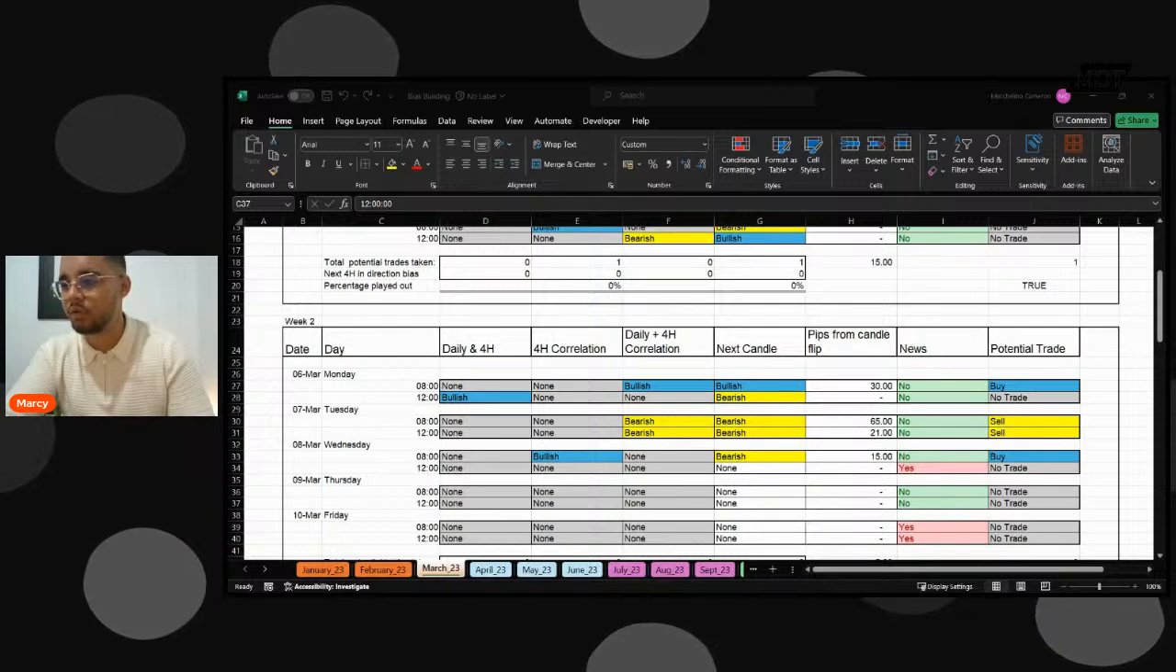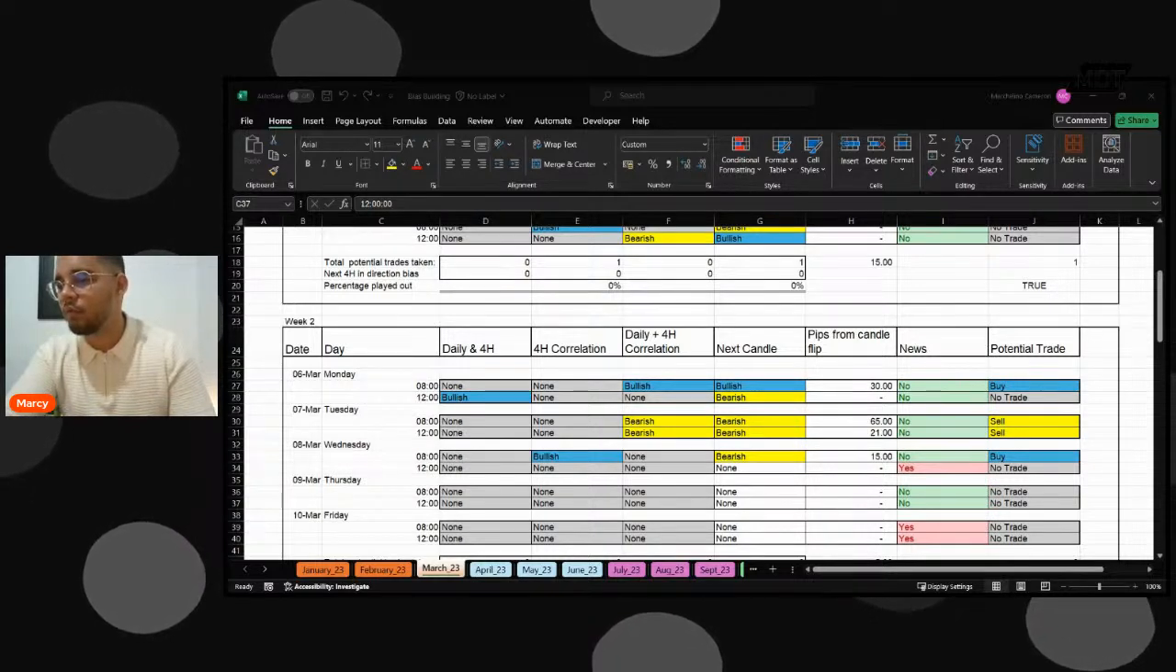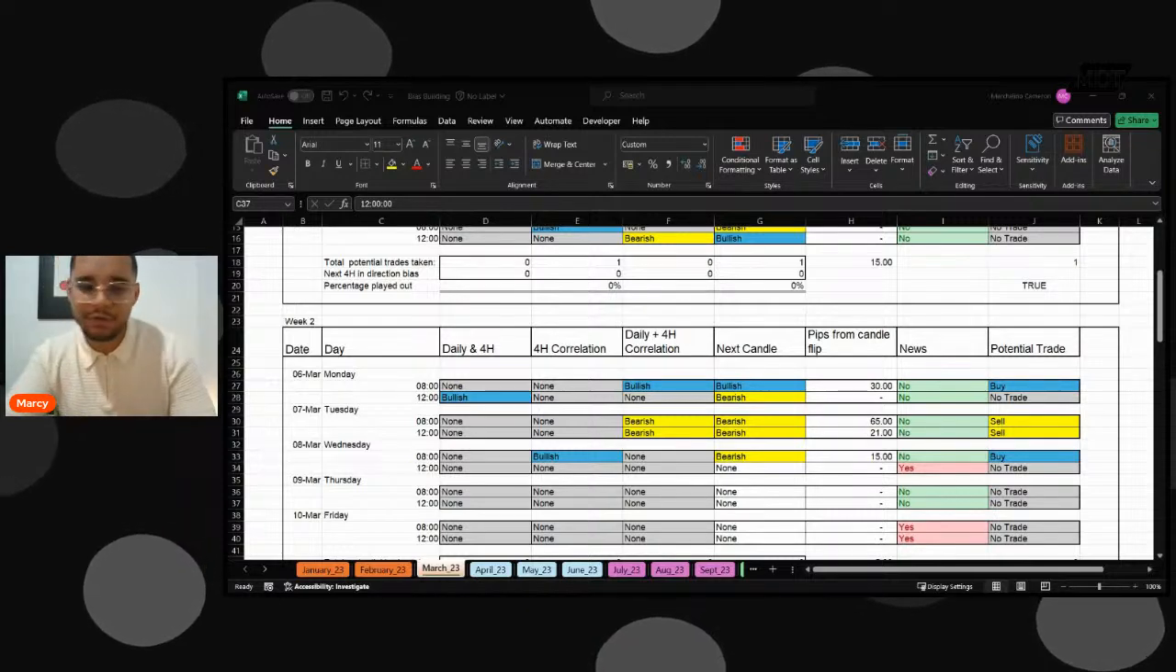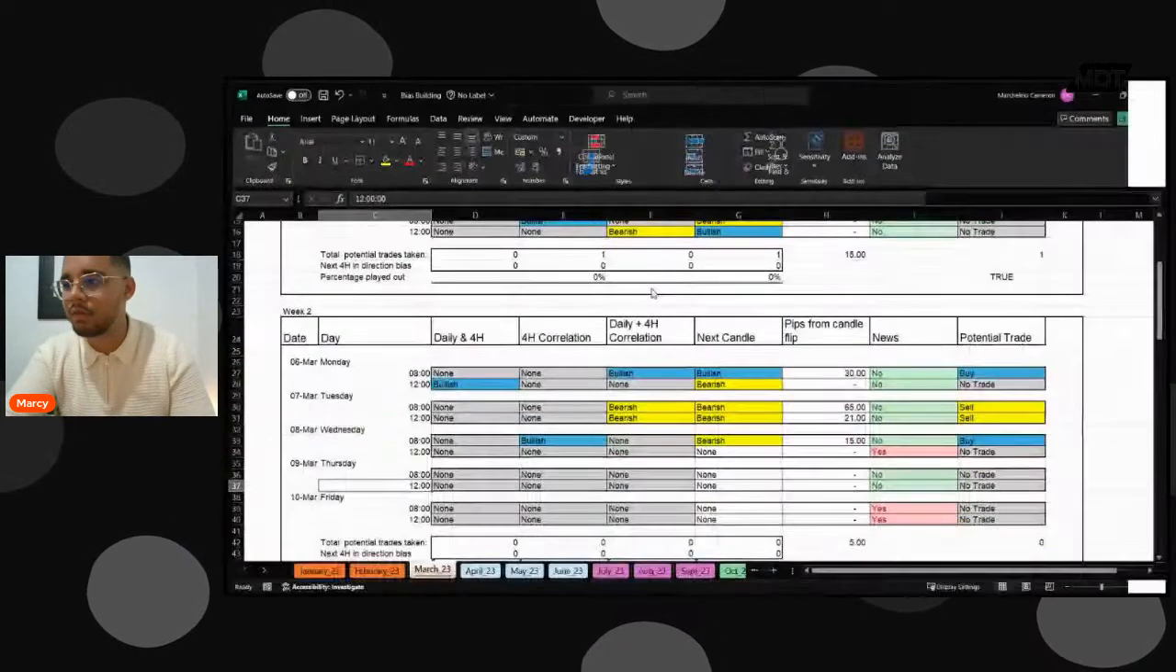Bullish, bearish. That's 2 bearish candles. 3 bearish candles. 4 bearish candles. Do we have AJ? 5 bearish candles. Wonderful. Okay, perfect.